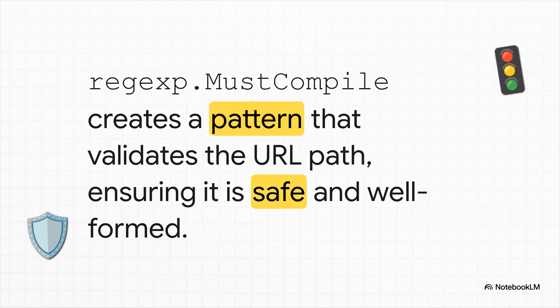The fix is something called a regular expression. Think of this line of code as hiring a bouncer for our URLs. It creates a strict pattern. It says the URL must start with /view, /edit, or /save, and it must be followed only by standard letters and numbers. Anything else tries to get in, the bouncer throws it out immediately.